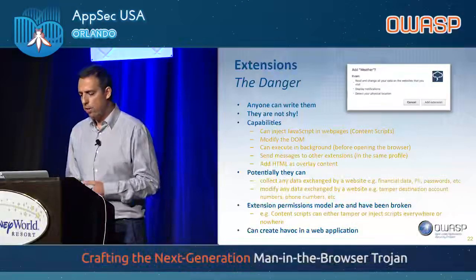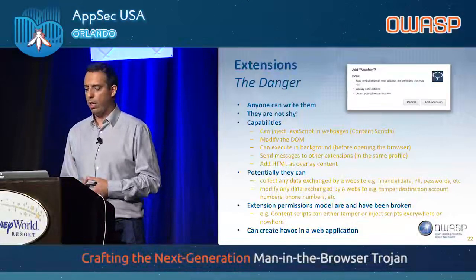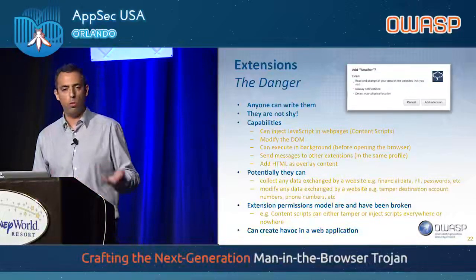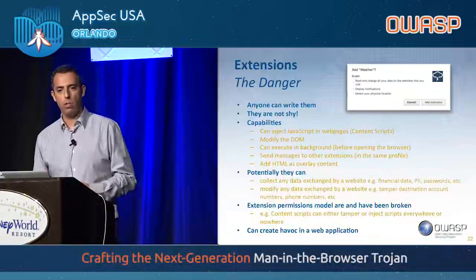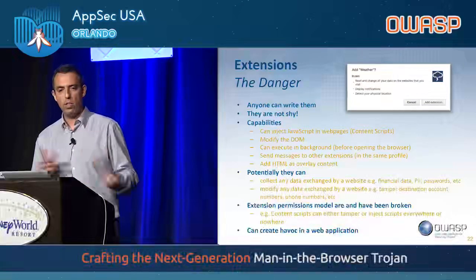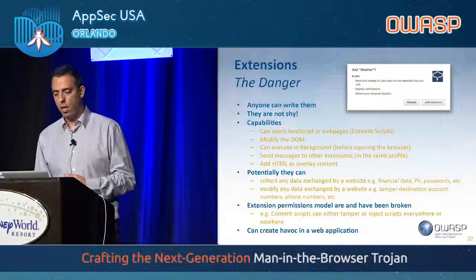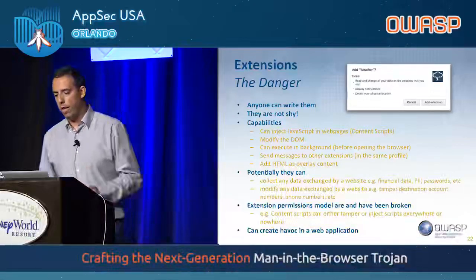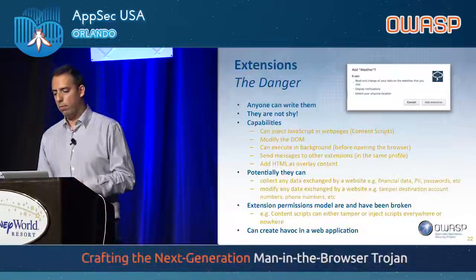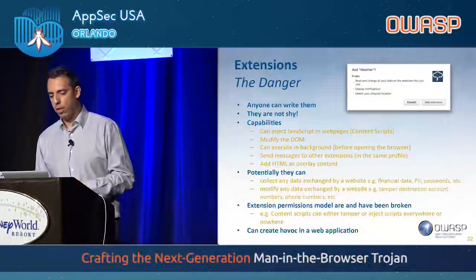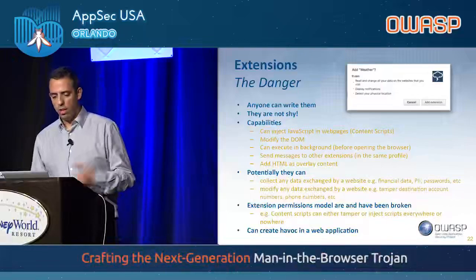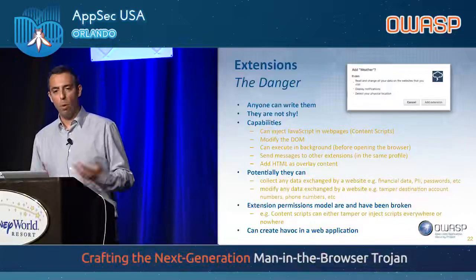Within an extension, you can inject JavaScript in web pages, modify the DOM. It's possible to execute in background, even if the browser is closed. You can send messages between extensions and add HTML as overlay. So potentially, with an extension, you can collect data, modify data, financial data, PII, passwords, tamper with destination account numbers, etc. So the extension's permission model is completely broken.